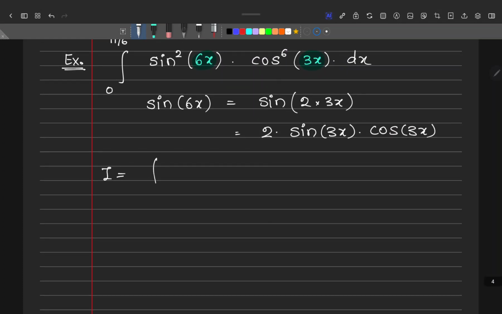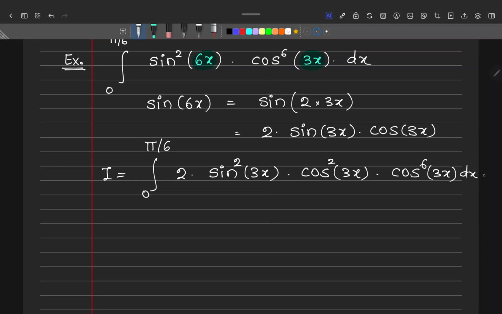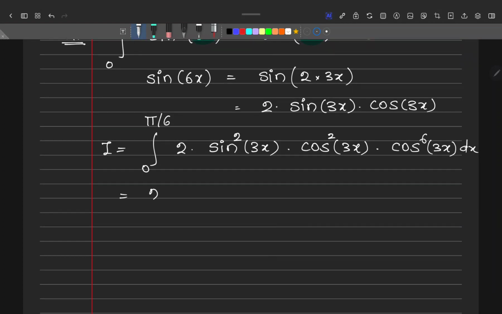Therefore, our integration reduces to 0 to pi by 6 of 2 times sine 3x, its power will be 2, multiplied by cos 3x, its power will be 2, multiplied by cos raised to 6 3x dx. So what do we get? It is 2 times integration 0 to pi by 6 sine square 3x into cos raised to 8 3x dx.